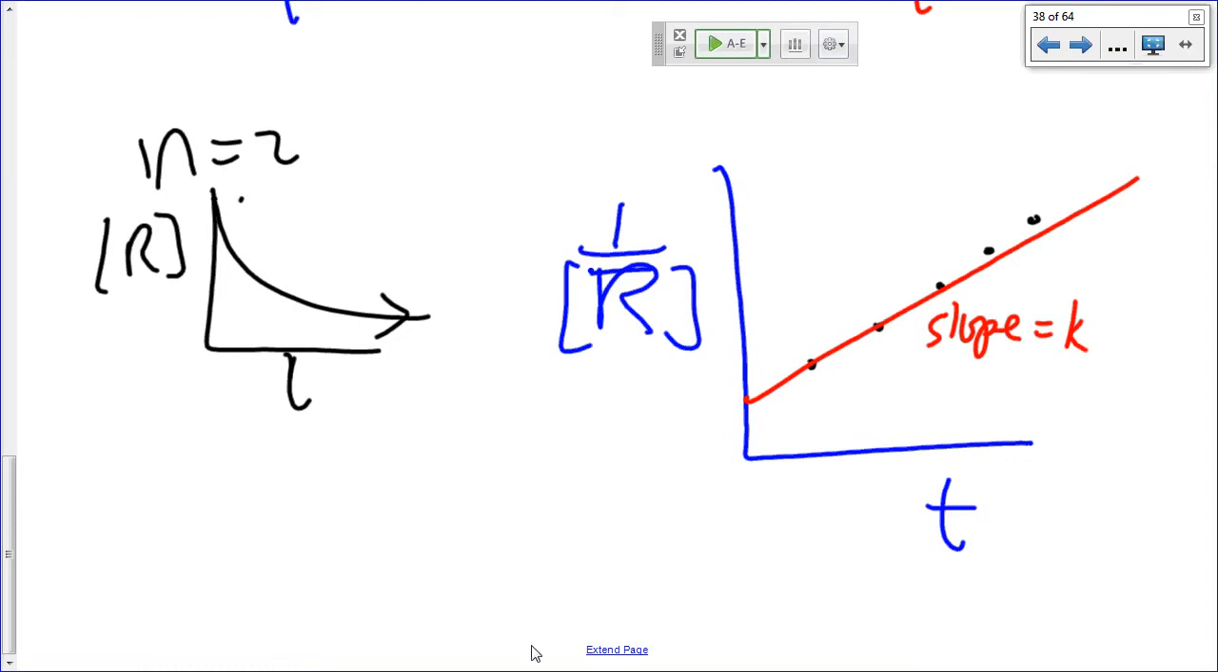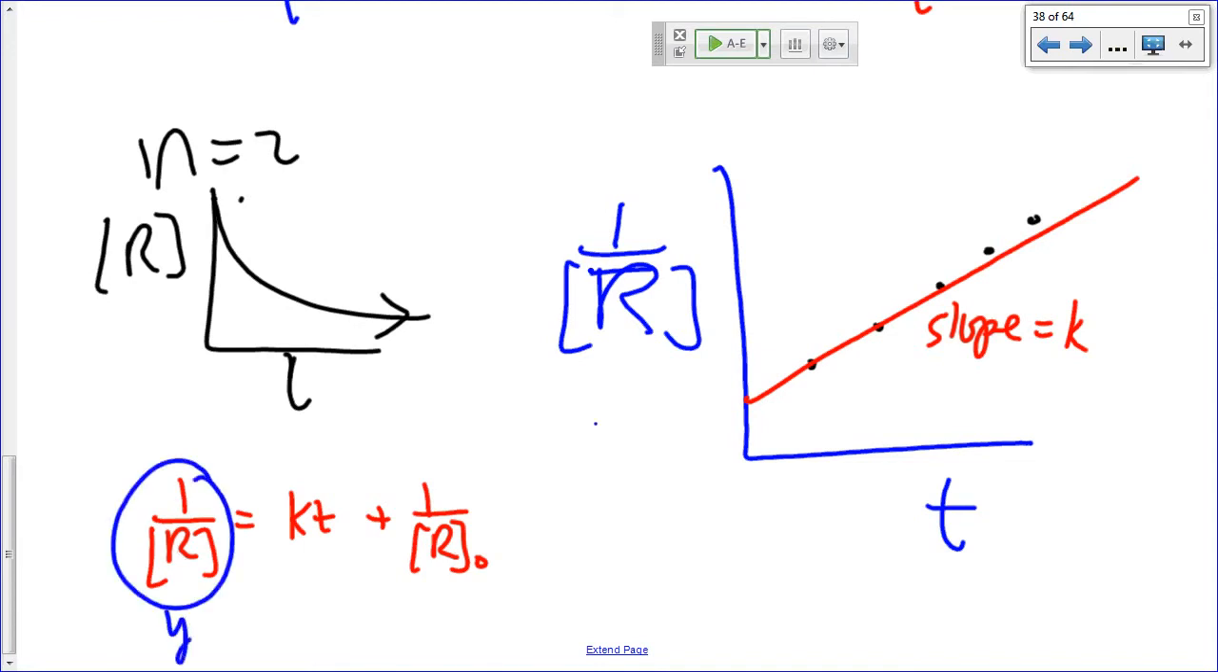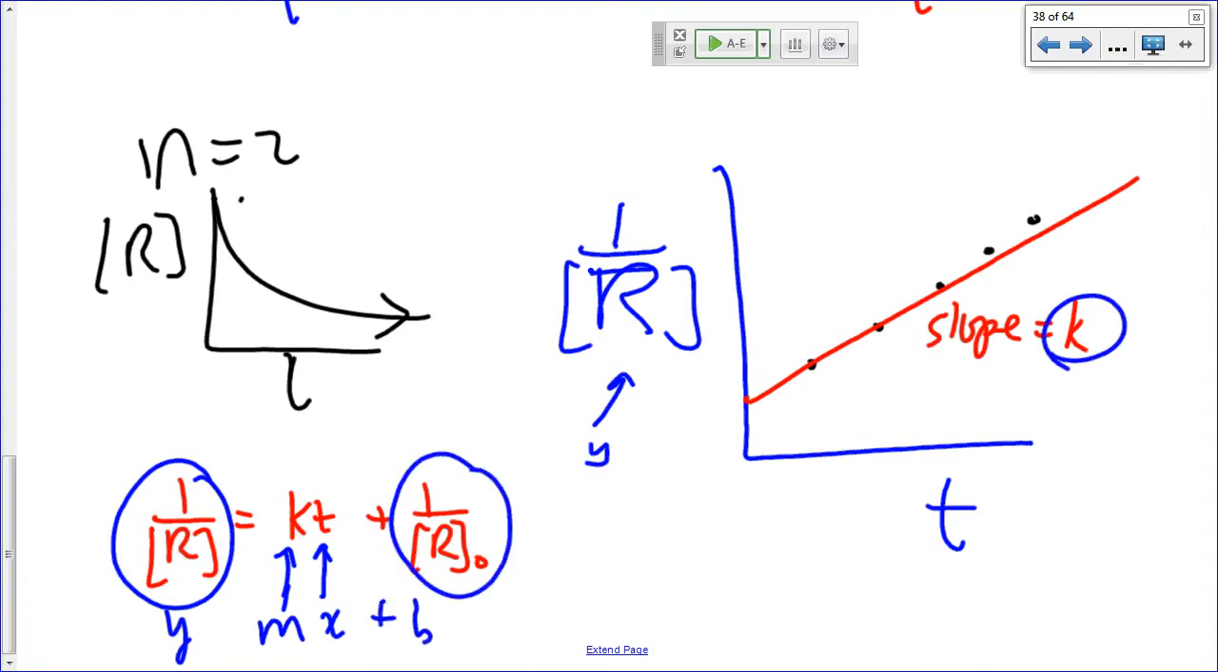Why is that? Because what's your equation? 1 over concentration of R equals kt plus 1 over concentration of R at time 0. So if I put 1 over R on my y-axis and t on my x-axis, then I'll find that my slope will be equal to k, and my y-intercept is equal to 1 over R naught.